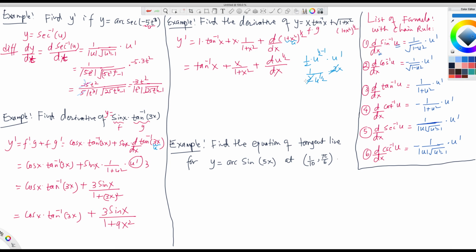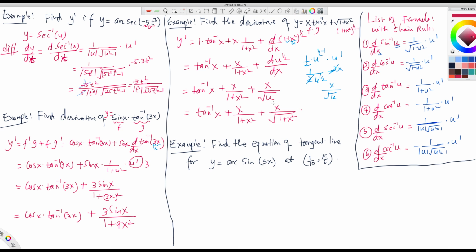You can cancel 2x and 2. So what you get basically is x over u to the 1/2, which is root u, right? So you will get tangent inverse x plus x over 1 plus x squared plus x over root u. But I don't want to leave u, because the question was in terms of x. So I want to keep the value of u. So the final answer is tangent inverse x plus x over 1 plus x squared plus x over root under u, where u is 1 plus x squared. This is the final answer.